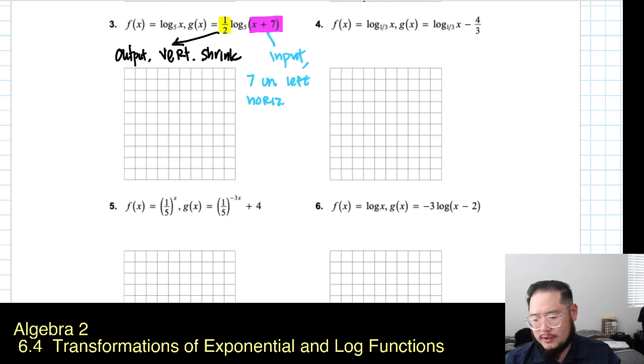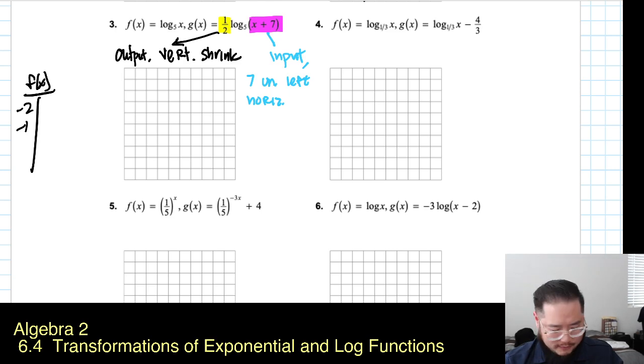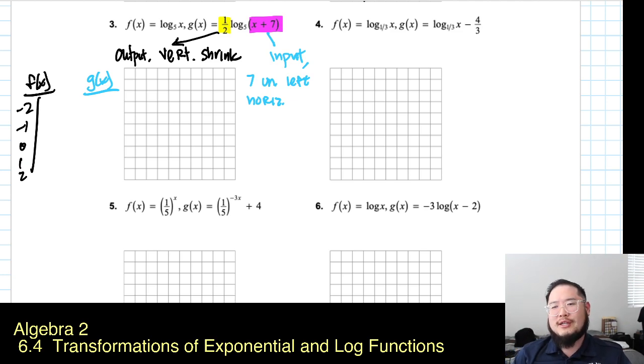You can go ahead and put negative 2, negative 1, 0, 1, and 2. How about for g of x right here? Because it is shifted over 7 units, we could go ahead and put negative 7 for our center number. And then we have negative 8, negative 9, negative 6, negative 5. And then from there, you could go ahead and plug in the rest of the numbers into the equation to find x. All right, so we'll kind of cut to the chase now since we have most of this down.